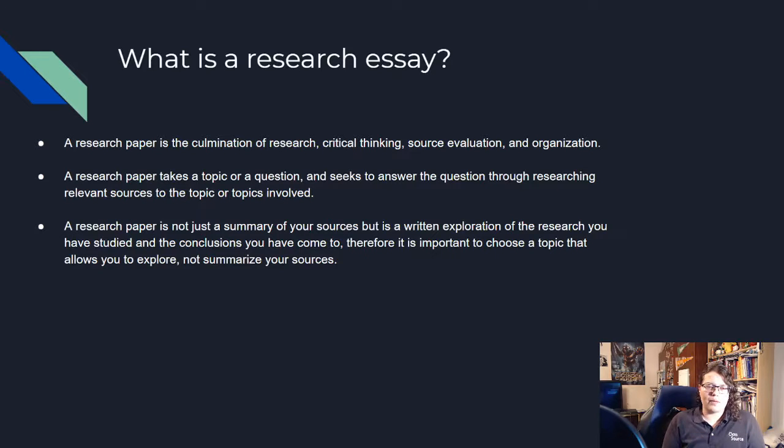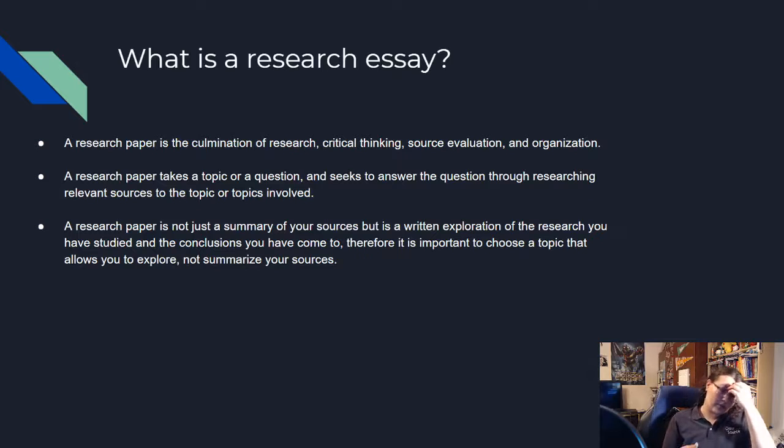A research paper isn't just a summary of your sources, but is a written exploration of the research you have studied and the conclusions you have come to. Therefore, it's important to choose a topic that allows you to explore, not just summarize your sources. A research paper is not meant to be a summary paper. You could write about jellyfish, for example, in your research essay, but you couldn't write about what a jellyfish is and have that be a research paper.